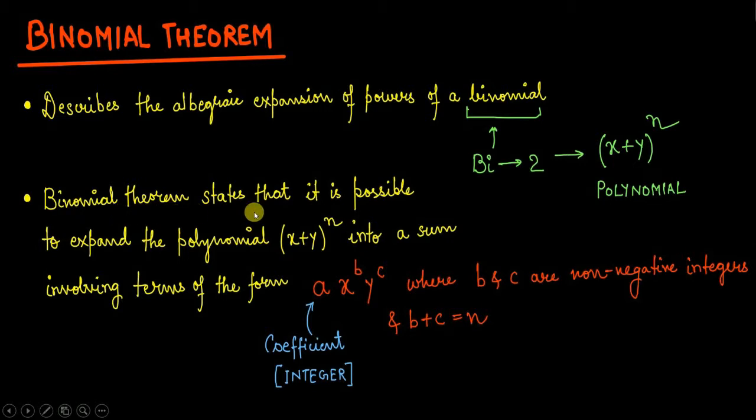So binomial theorem states that it is possible to expand the polynomial, say (x plus y) whole to the power of n. So let's say we have an expression (x plus y) to the power of n, and this could be expanded into the sum involving the terms of the form a x^b y^c. Okay, so we'll be seeing an expression in which these types of terms will come into the picture. What is a? A is nothing but the coefficient, and this coefficient will always be an integer. Now here this is x, and let's say it has a power b, and this is y, and y has some power c, where b and c are non-negative integers.